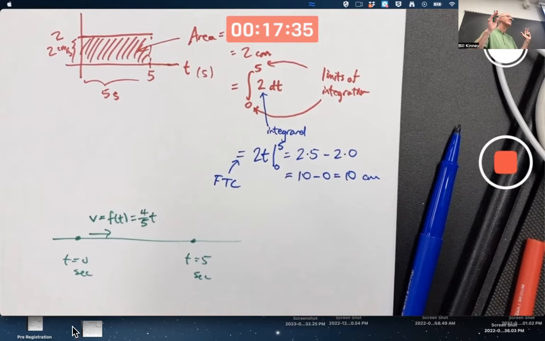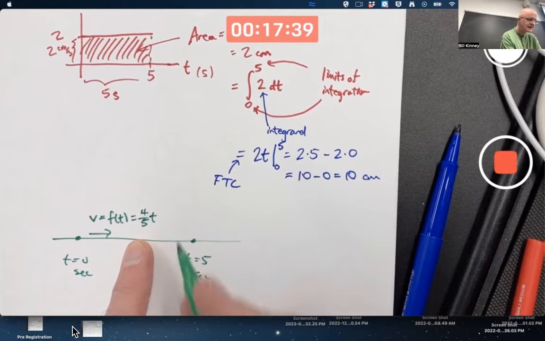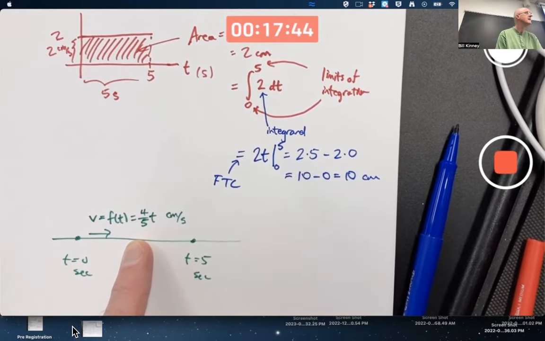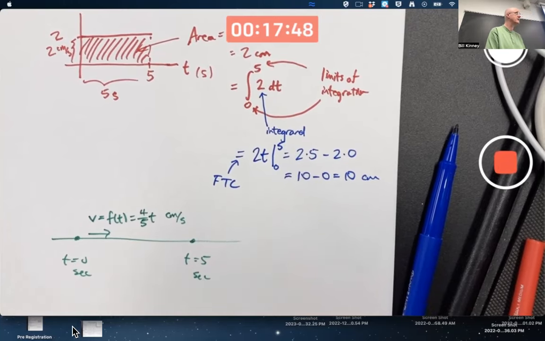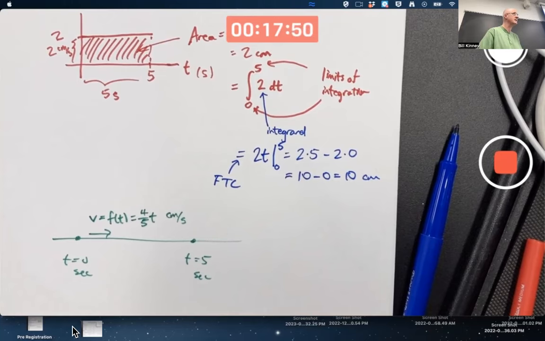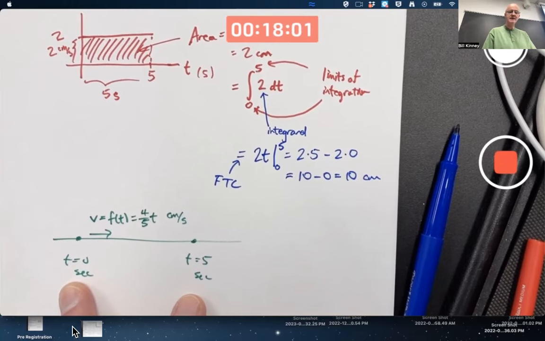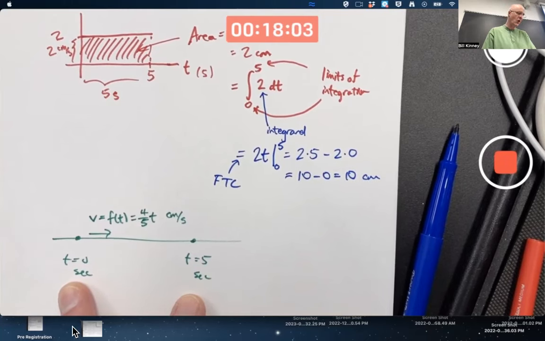If that's the speed, in centimeters per second, notice it's a function of t. It's a linear function of t. It's not any old function of t. Its graph is a straight line, though it's got a positive slope, not a zero slope. The average speed is going to be the average of its values at t equals 0 and t equals 5. Its value at 0 is 0. Its value at 5 is 4 centimeters per second. The average of 0 and 4 is 2.